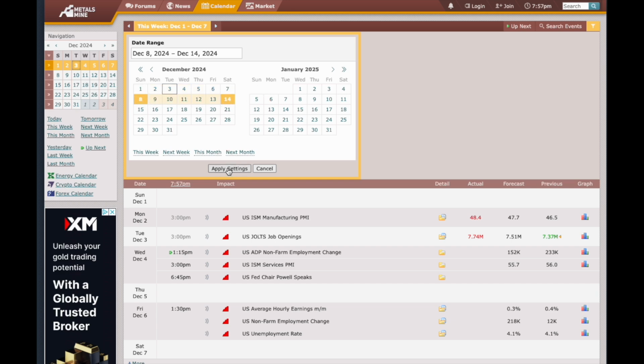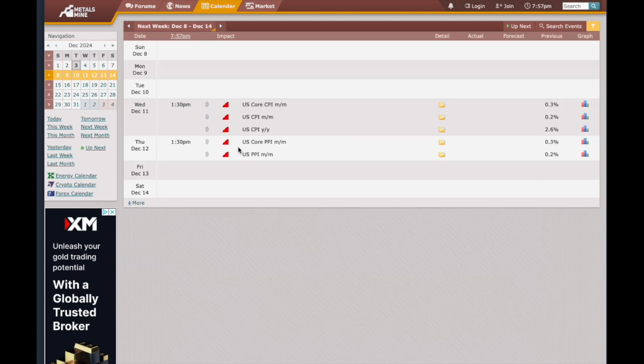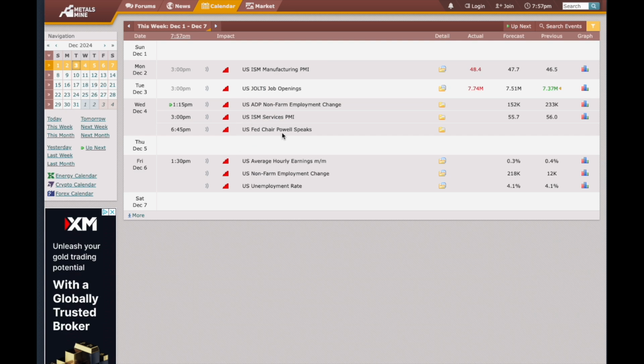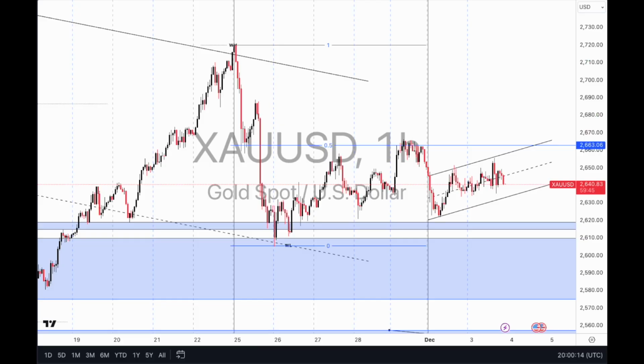So let's just take a look at next week as well to see what we've got going on. Yep, so CPI on the Wednesday, right? So these are the things that we need to be mindful of in regards to this week, especially tomorrow. And we want to make sure that if we are going to jump into the market, we want to find the best possible setup that we can find to help us navigate that.